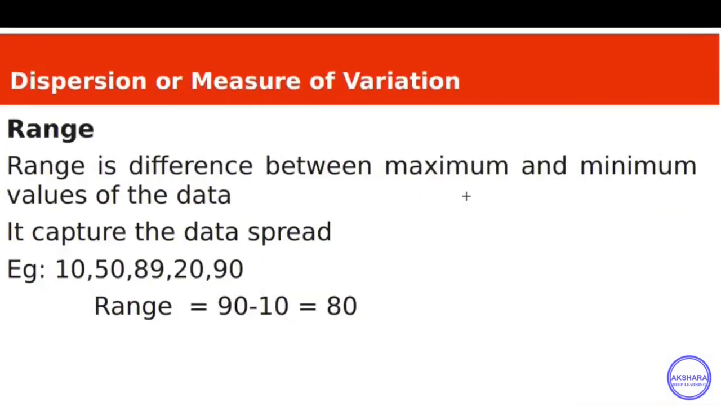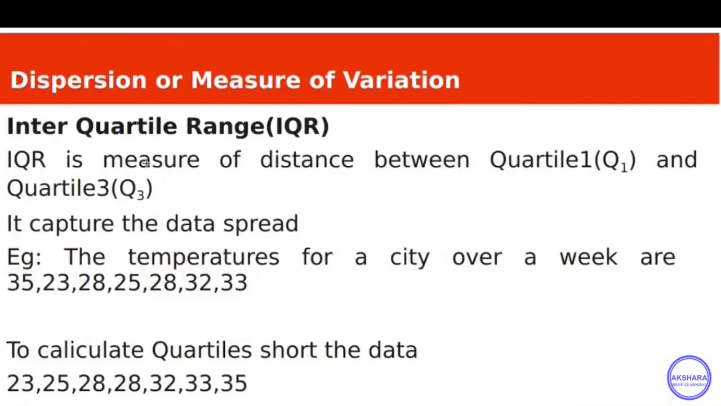Range is the difference between the maximum and minimum values of the data. It captures the data spread. If our data is this one, then the maximum value is 90 and the minimum value is 10. So you calculate range by subtracting the minimum value from the maximum value. It is 80. Interquartile range is a measure of the distance between quartile 1 and quartile 3. It captures the spread of data.